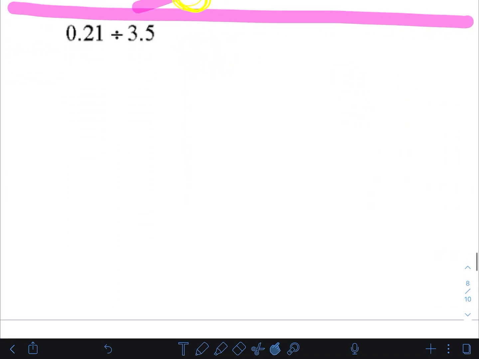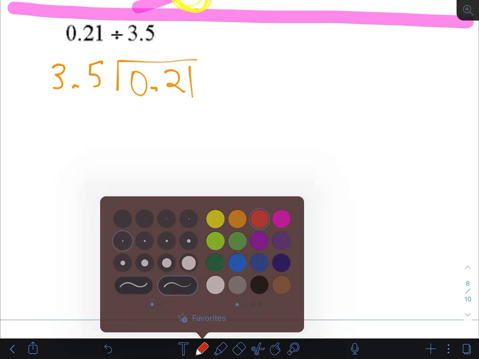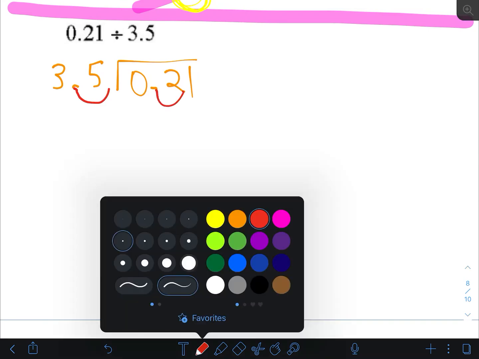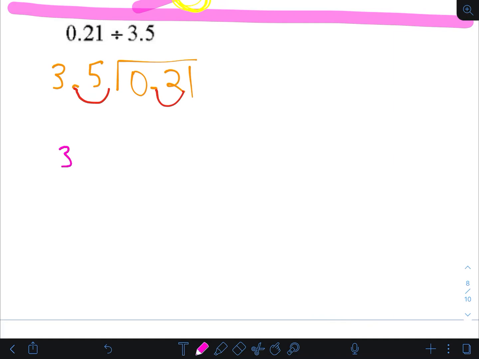Let's look at this one. 0.21 into 3.5. So first step is just to write it out. Make sure you got that right. Next step, move those decimal points. You only need to move it once on this problem, so you move it once here. So then you rewrite it to 35 into 2.1, but you don't need that 0 there.